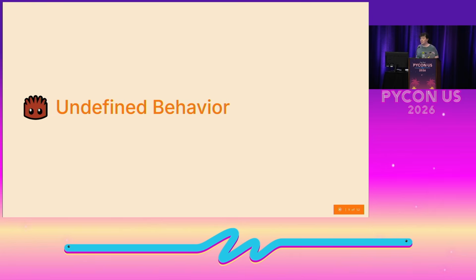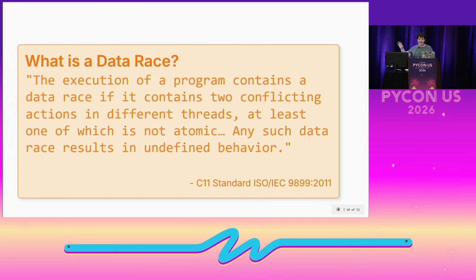And so let's start with talking about that data race we saw. The C standard says that the execution of a program contains a data race if it contains two conflicting actions in different threads, at least one of which is not atomic, and this results in undefined behavior. So a way to think about this is if you've ever worked on a Google Doc and you and somebody else are editing it, if you both end up editing the same line, that's kind of like a data race where you get jumbled up between the two of you. And this causes crashes like we saw.